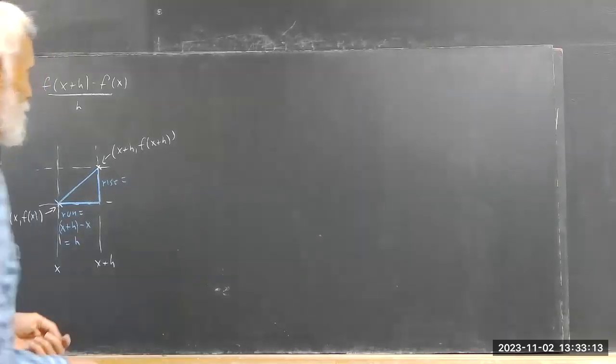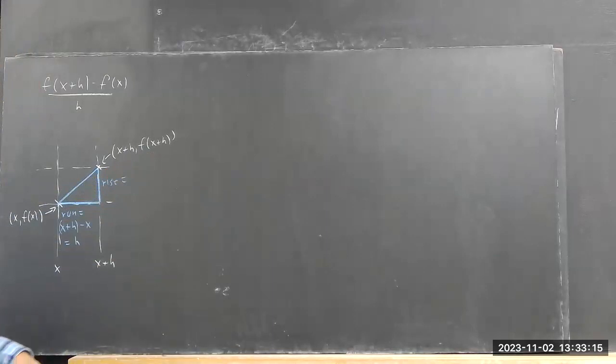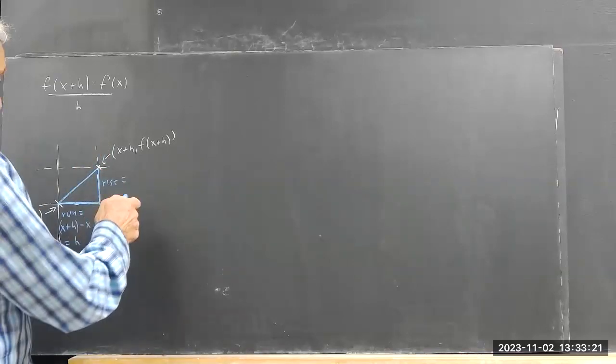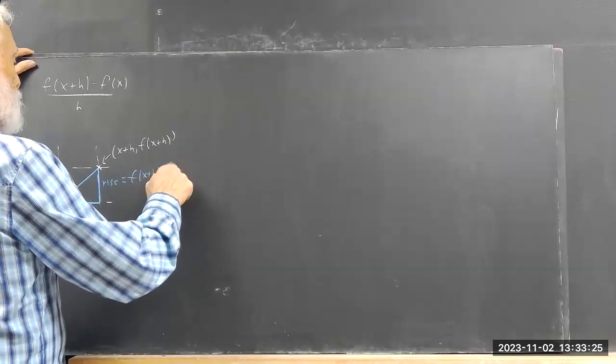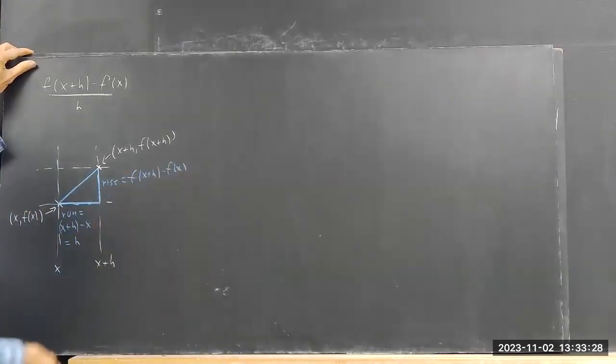Okay, good teamwork there. Somebody said f of x plus h, and I said there's more, and somebody said minus f of x. Two thumbs up. Good teamwork. So we have f of x plus h minus f of x. You subtract the y coordinates.